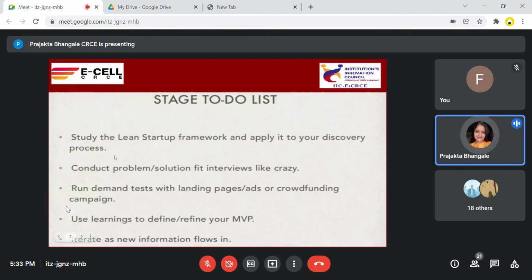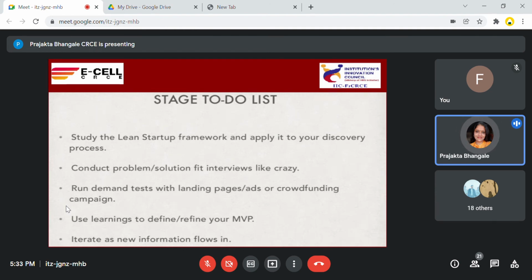So first, study the lean startup framework and apply it to your discovery process. Obviously, the framework is this framework, whichever I have shown you, with 5 phases. But within that also, the lean startup, that is the minimum viable product, wherever you have to develop, there are multiple stages involved in that. That we are not going to see today. Tomorrow, you will be having another lecture on that. You can go ahead and find out the minimum viable product and different things related to it in detail. Today, we are just having the overview of all the phases in the startup.